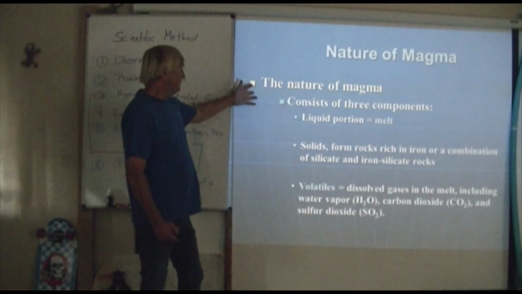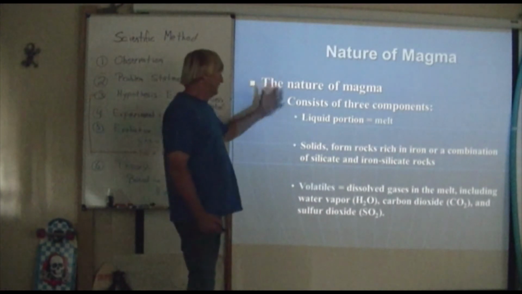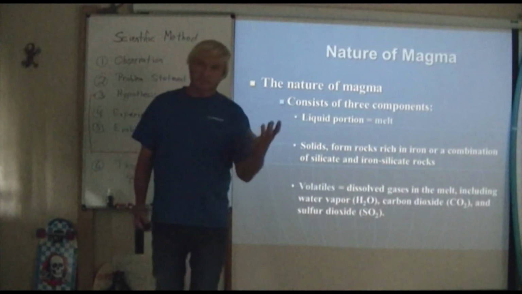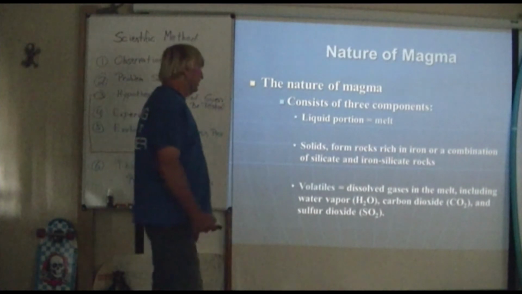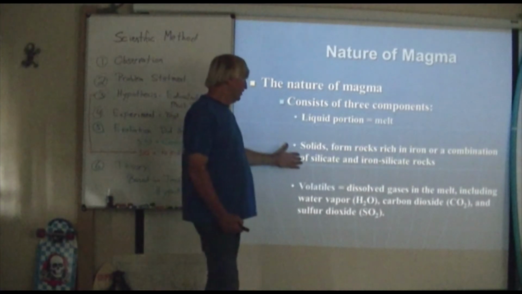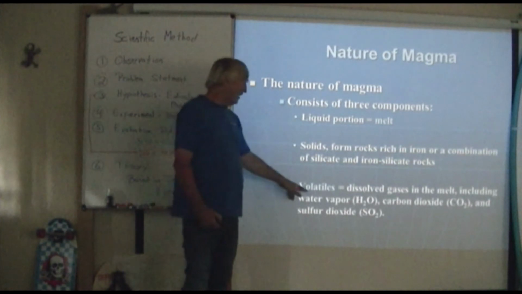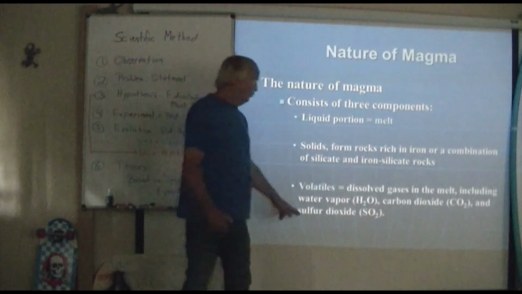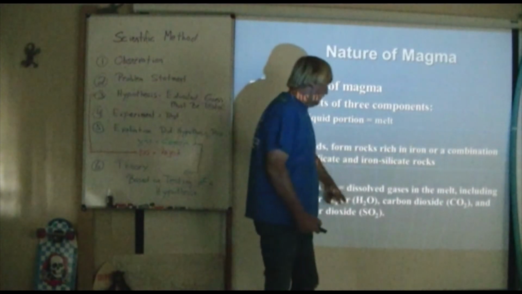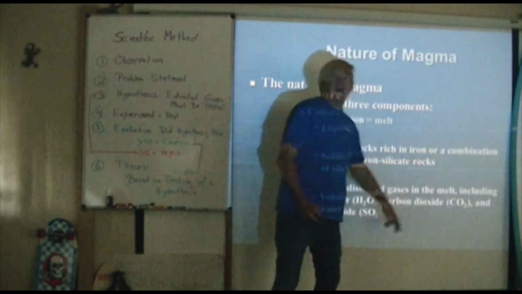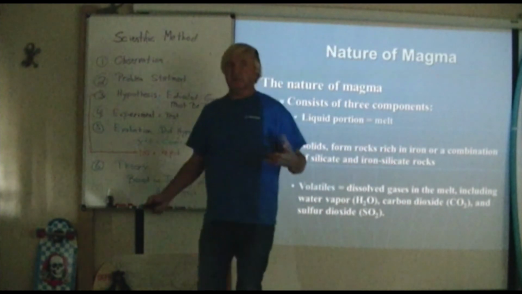So Nate, what's in magma? Well, there's three components. There's the liquid portion, which is the melted rock. Then there's the solids, as that rock starts to crystallize. And then there's the volatiles, which are gases, such as water. A lot of water vapor in volcanic clouds. A lot of CO2, carbon dioxide. So volcanoes emit carbon dioxide all the time.